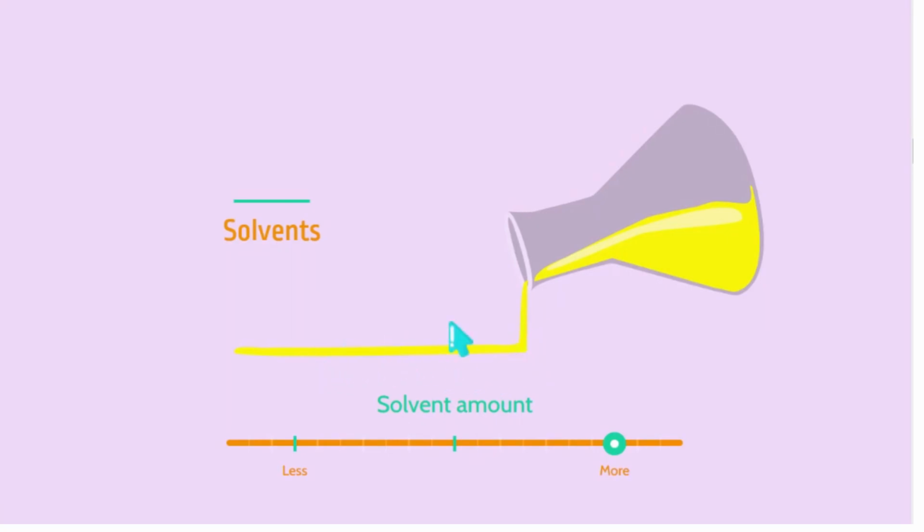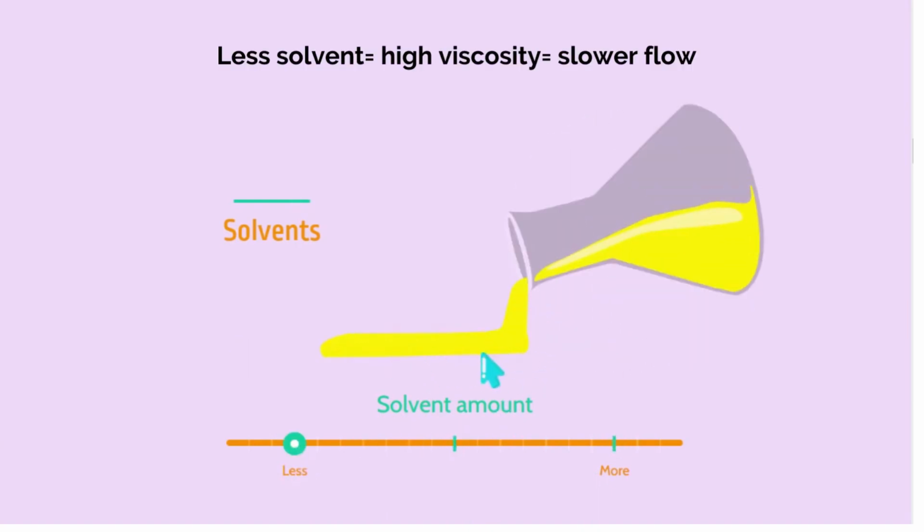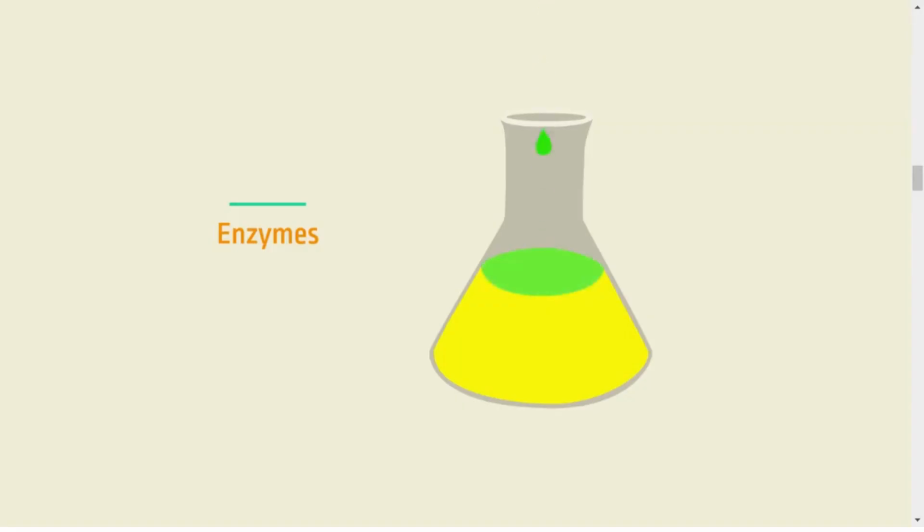So, the more solvent that you add to your cleaning product, the faster will be the flow of your cleaning product. How about if we have less solvent? So what will happen? As you can see, it has a slower rate of flowing. Mas magiging malapot, mas magiging higher yung kanyang viscosity.